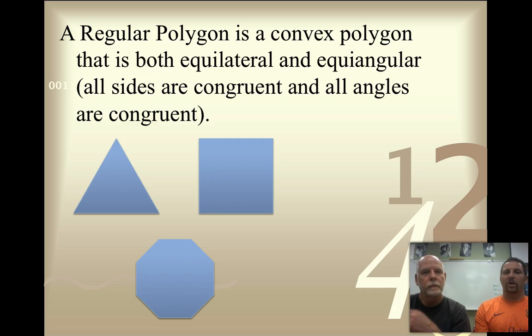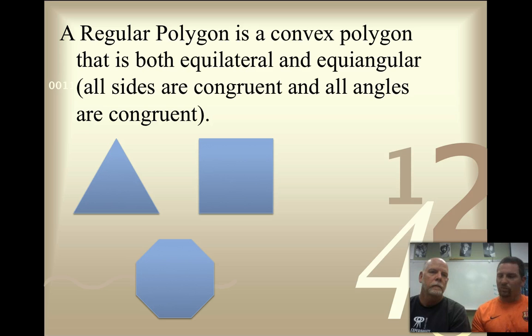All right, so a regular polygon, and this is a really key idea here, guys. It's critical that you understand that definition. It's not difficult, but it is something you get familiar with. Anytime we say a regular polygon, it is convex, so concave's out. It's a convex polygon that is both equilateral and equiangular. And underneath there in the parentheses: all sides are congruent and all angles are congruent.